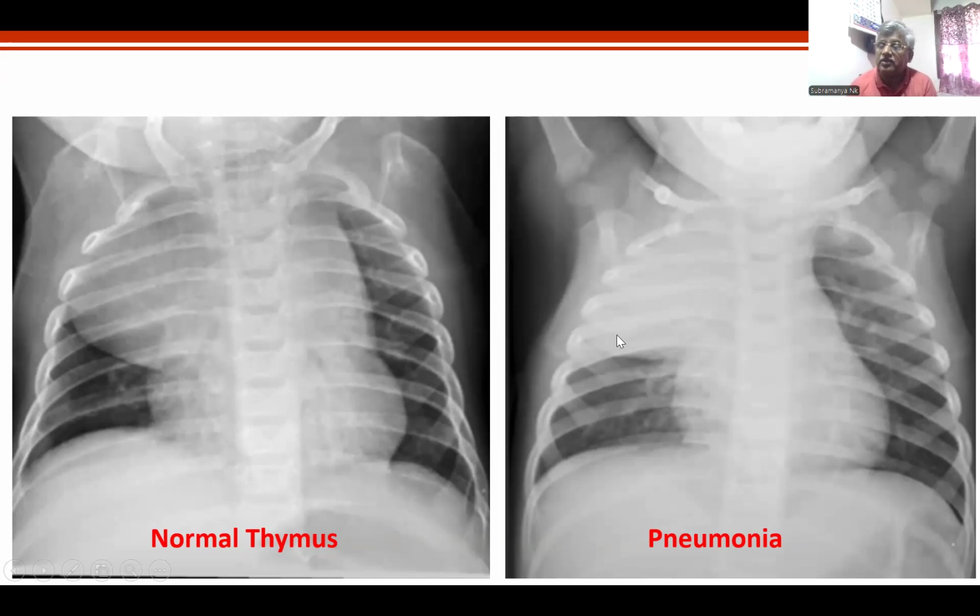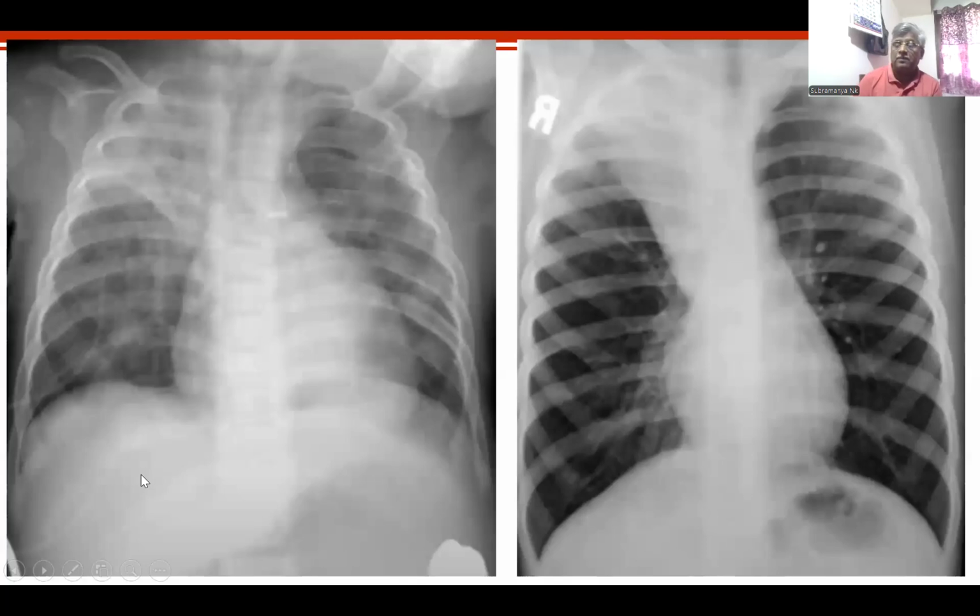In pneumonia, you may or may not get air bronchogram. If there is no air bronchogram, that means airways are not patent. You understand? Airways may also be blocked. Now, what is the difference between X-ray number 1 and 2? Now look, here it is not as dense as this one.